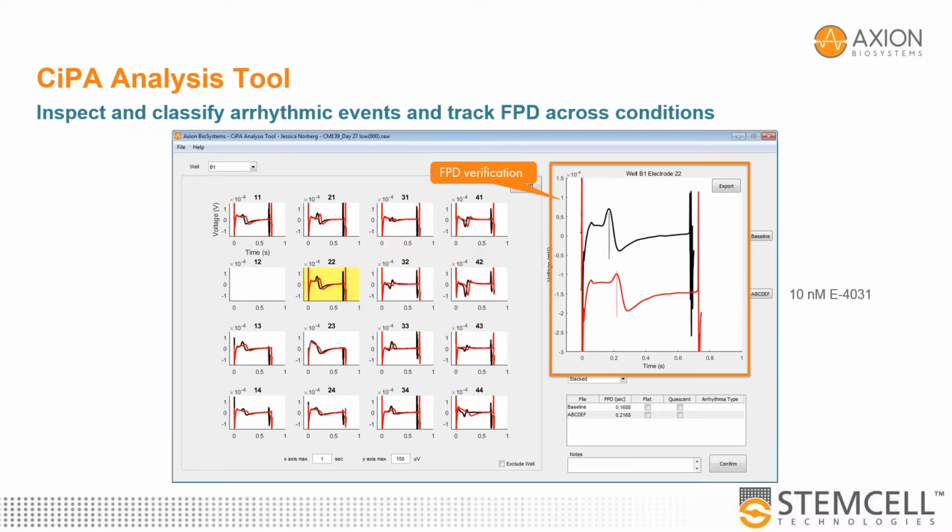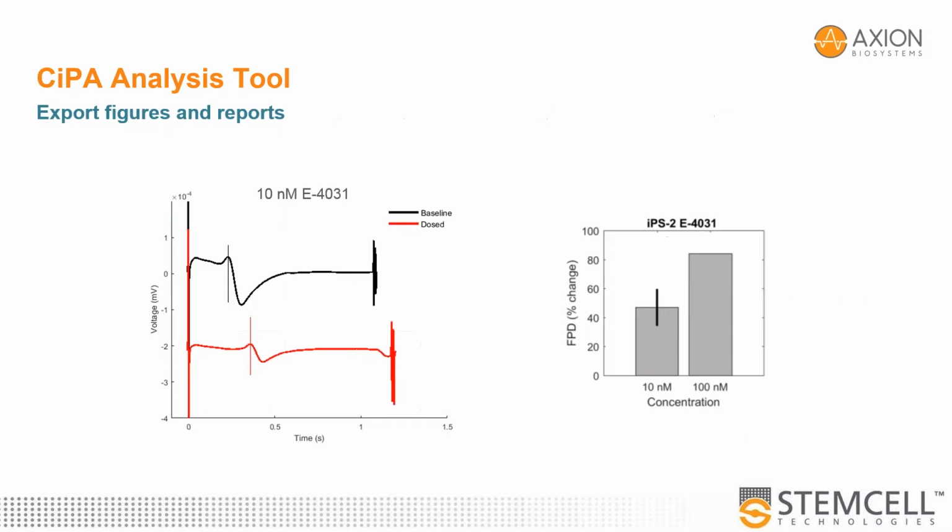To use the tool, a golden channel is selected from all electrodes in the well as one which has a clear, trackable repolarization feature across dosing conditions. Use the section on the right to modify the automatic FPD if needed. The SIPA analysis tool exports figures and spreadsheets containing results.